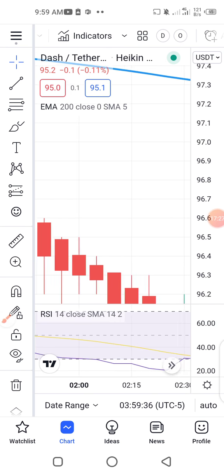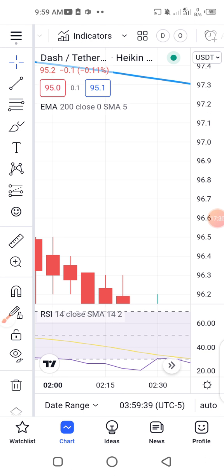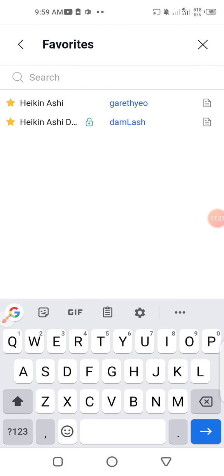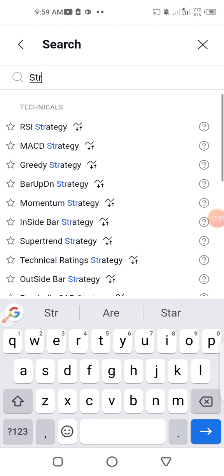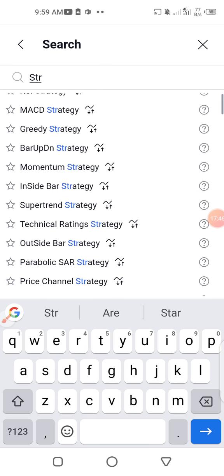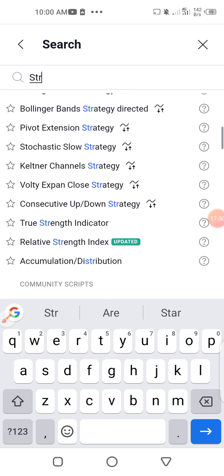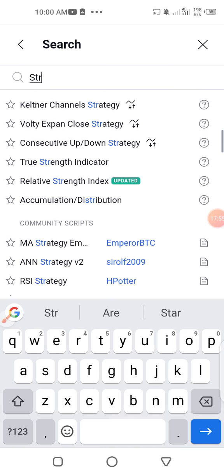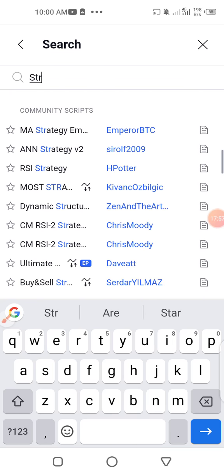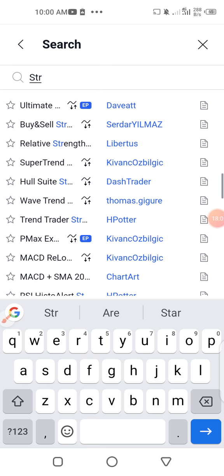Then let me also add another powerful tool. It is called STR. So we only need these three tools.